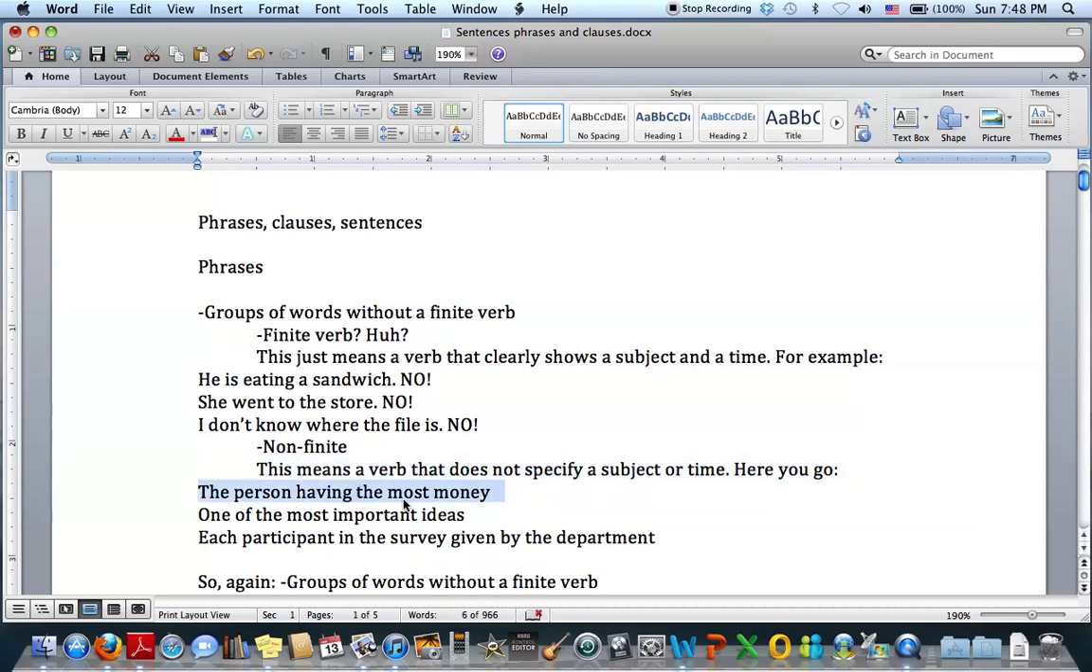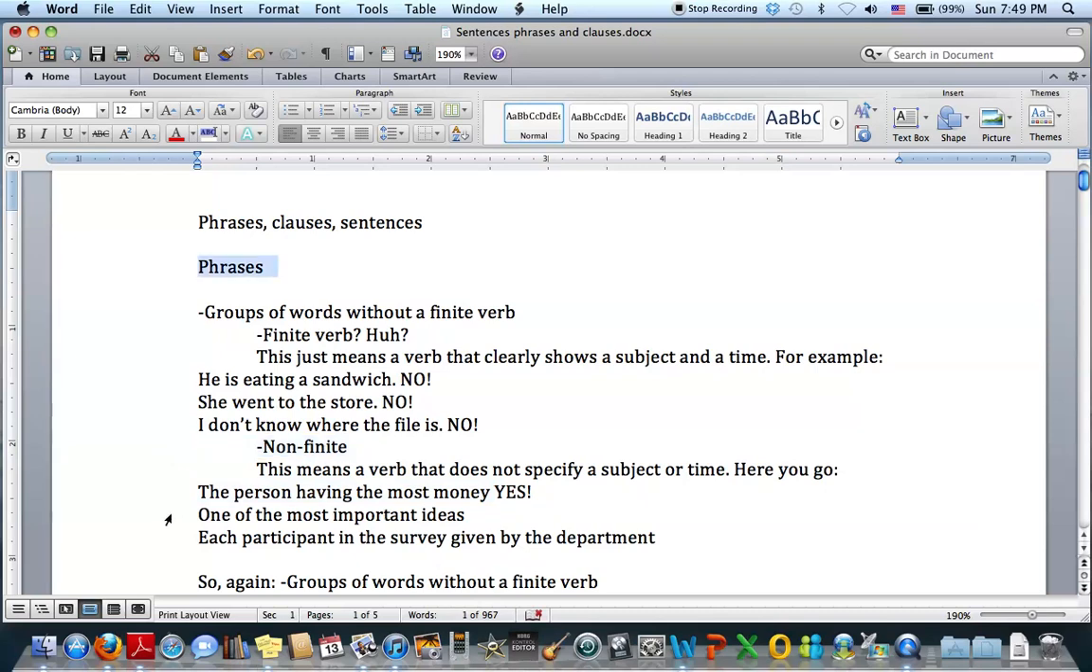The person having the most money. So are we talking the present right now, or are we talking present continuous, or are we talking simple present? What are we talking about? Is there really a subject right here? No. So this right here actually, bingo, works. This is a phrase. We don't have any clear verb in here that identifies time or a subject. That means that the verb is non-finite. Great. So finally, we have ourselves a phrase.